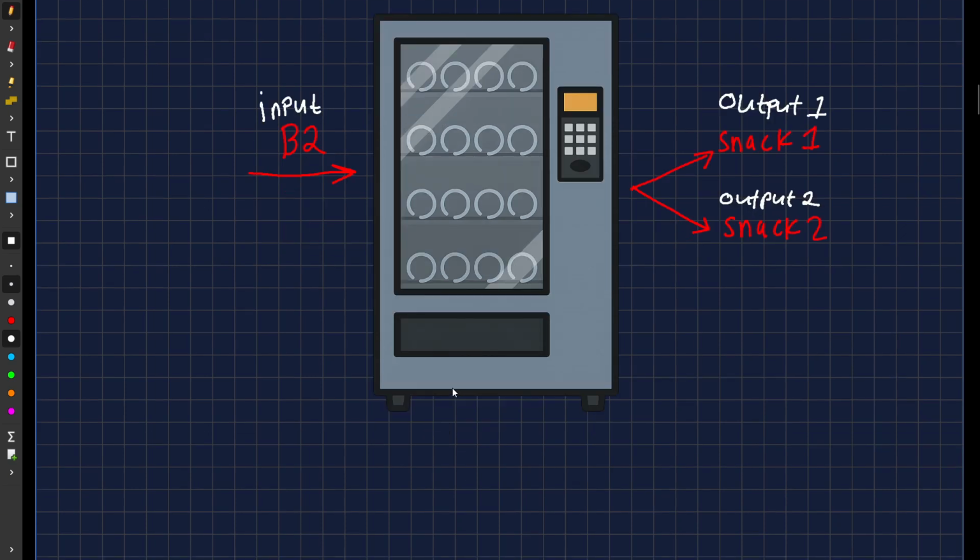Now, in a different case, as shown here, the B2 button is assigned to dispense multiple snacks at once. Now, that would be pretty cool to have in real life, but in the world of math, this would not be a function, because one input only gives one output, as stated before. Therefore, this is not a function.